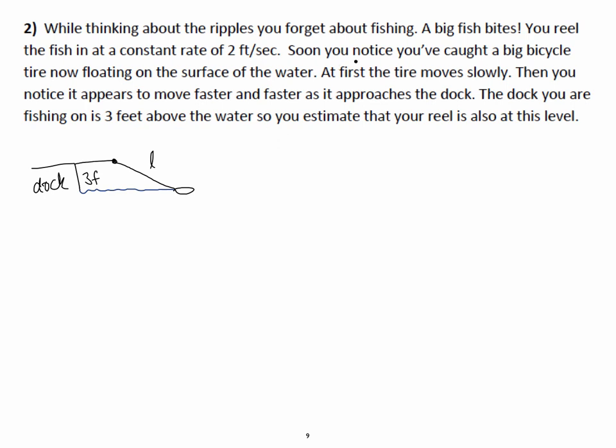So mathematically, how do you explain that you're reeling in the fish, or the tire, at a constant rate of 2 feet per second? They tell you that dL dt is, it 2 feet per second? Is L increasing or decreasing? If you're reeling it in, is L getting longer or shorter? Shorter. So is the rate of change positive or negative? Negative. So this should be negative 2 feet per second, right? Okay.